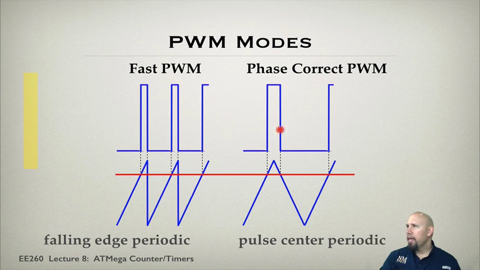The phase correct pulse width modulation basically has the centers of these pulses evenly spaced. So the width may vary, but the centers remain evenly spaced. Whereas with this one, the falling edges of the pulses are evenly spaced. So slightly different. It turns out that for controlling motors and stuff like this, phase correct is actually the preferred way of doing pulse width modulation. So even though it looks more complicated, it's actually the preferred way.